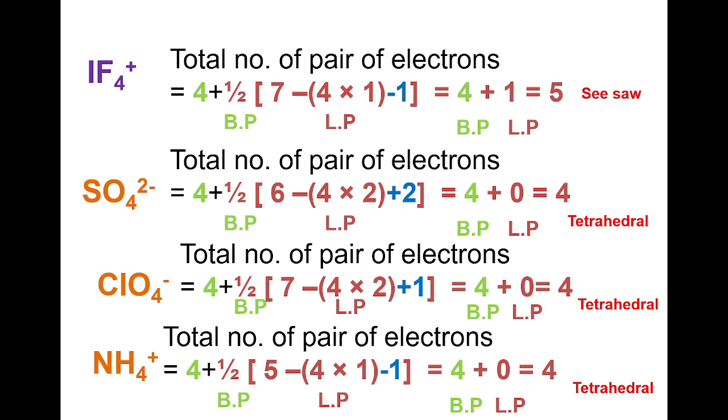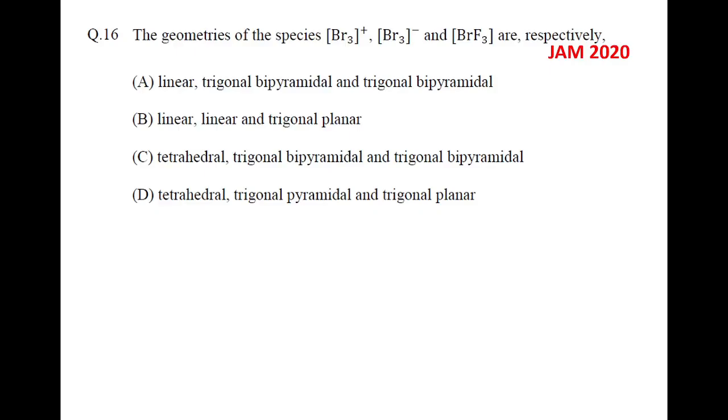So in this way, we can calculate the shape of charged species by using the formula, and after getting the total bond pair and lone pair, you will go to the table and, corresponding to the total number of bond pair and lone pair, you will get the shape of the molecule. Now we are going to discuss the previous year questions. These questions were asked in JAM 2020 regarding the shape of molecules.